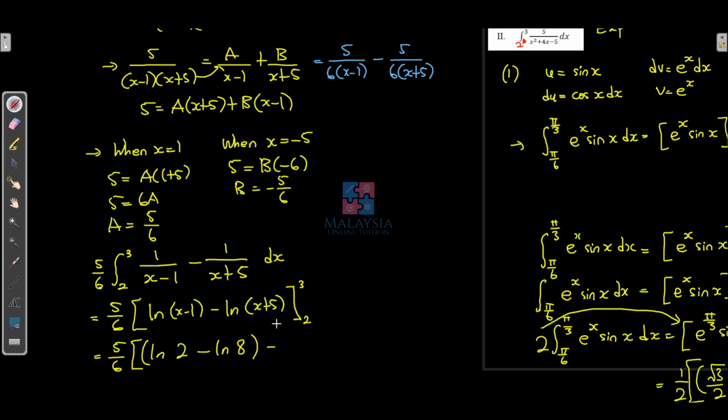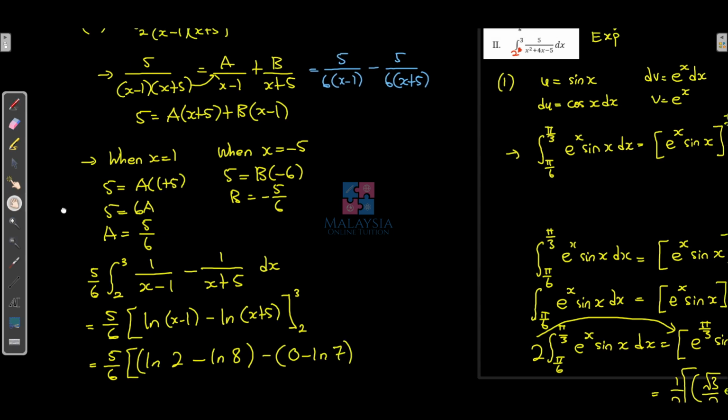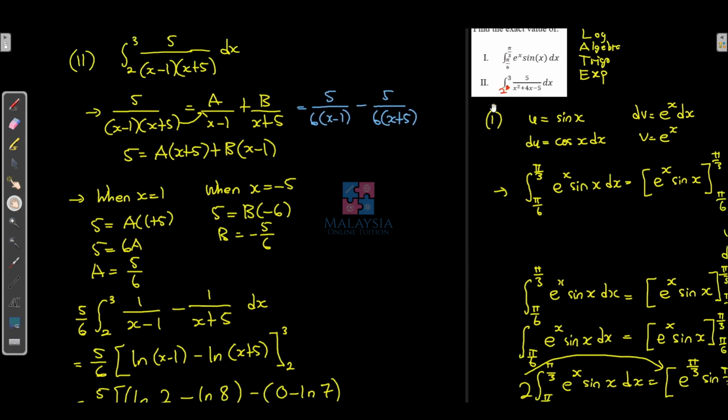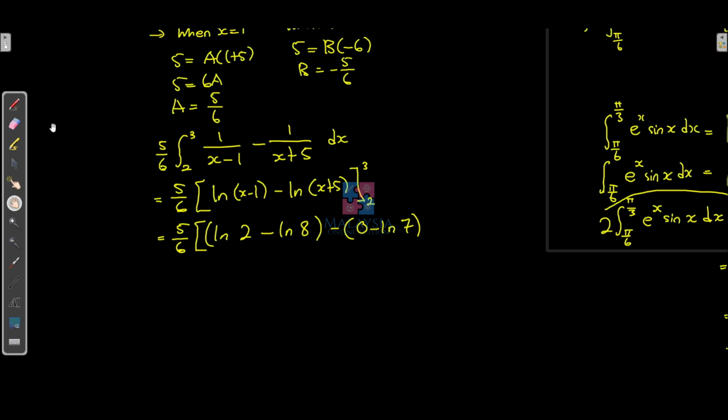So now, this is still the same: ln 2 minus ln 8. And then minus, 2 minus 1, that is going to be 0, minus ln of 2 plus 5, which is 7. So wait, did I change all the limits? Yes, I changed already everything. And then we can close the big bracket. Okay, and then 5 over 6, and then open bracket: ln 2 minus negative ln 7, that is going to be plus.